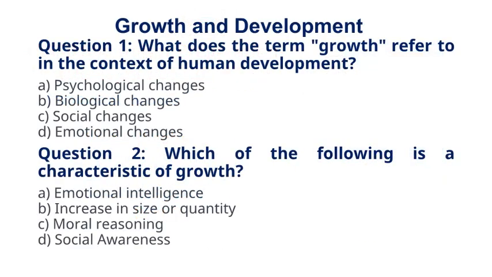Let's attempt to solve some important MCQs one by one with a brief explanation, focusing on the topic human growth and development. Question 1. What does the term growth refer to in the context of human development? A. Psychological changes. B. Biological changes. C. Social changes. D. Emotional changes. The correct answer to question 1 is option B. Biological changes. Explanation: growth in human development refers to the physical or biological changes that occur over time.